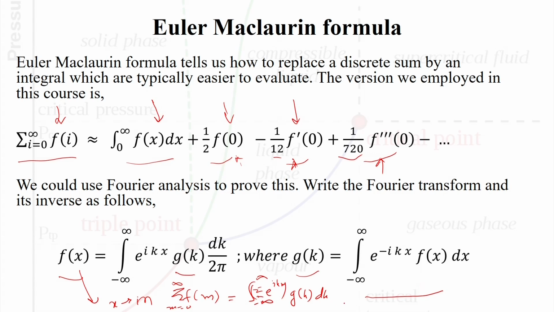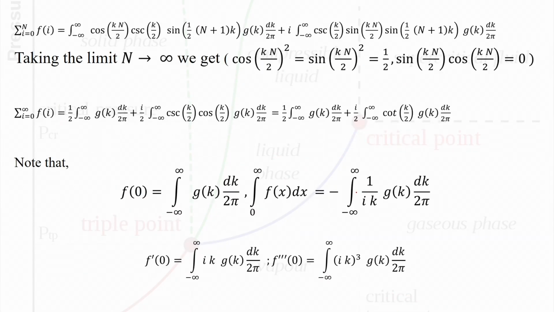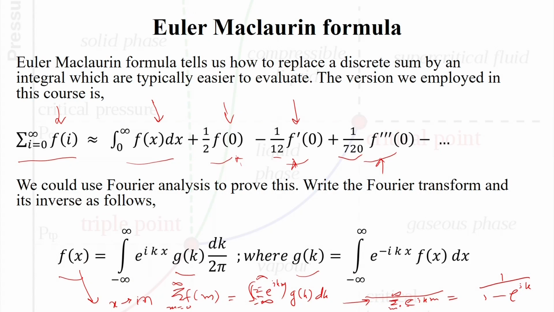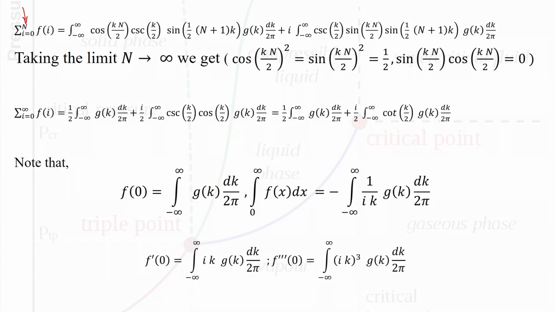Now notice that the summation over m of e raised to i k m, from 0 to infinity, is 1 over 1 minus e raised to i k. So I can rewrite this in this fashion. I'm going to first sum up to n and then integrate later. So I have replaced x by m and I have summed up to n. Okay, so I got this answer.